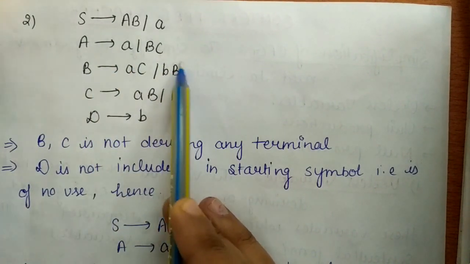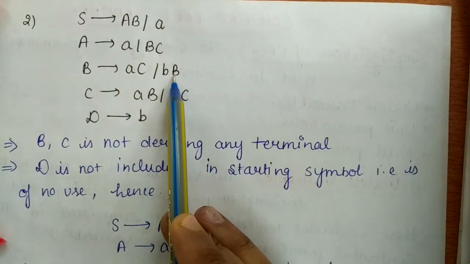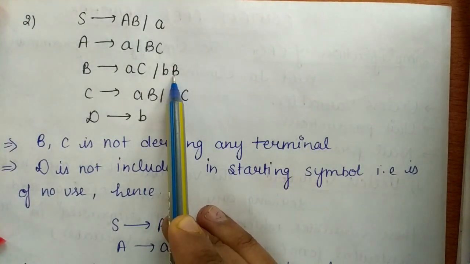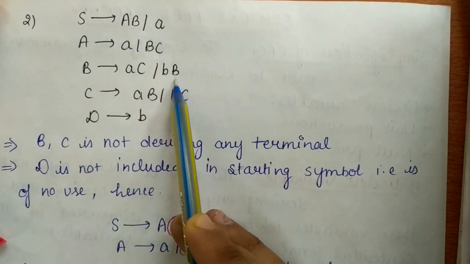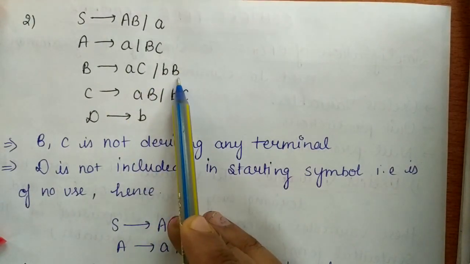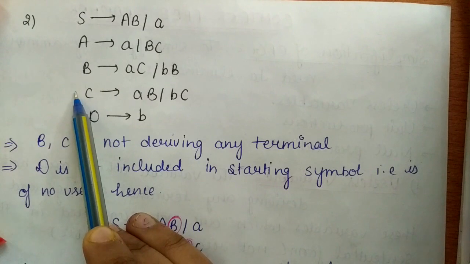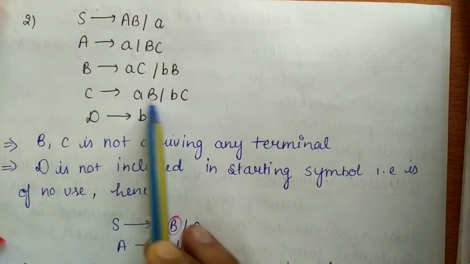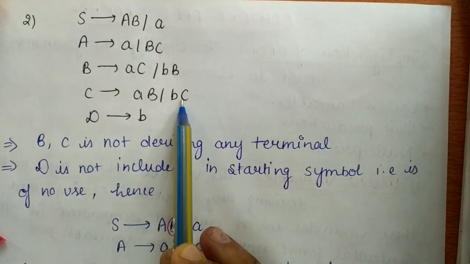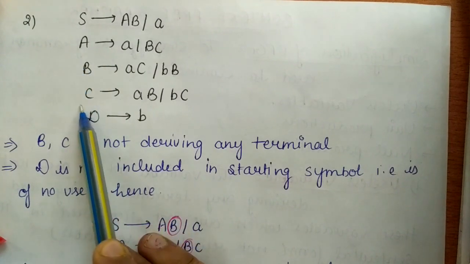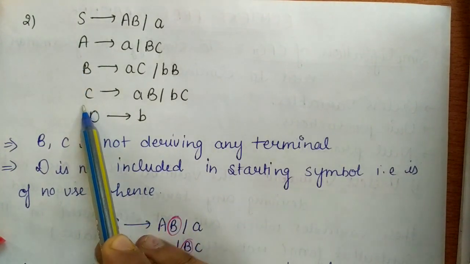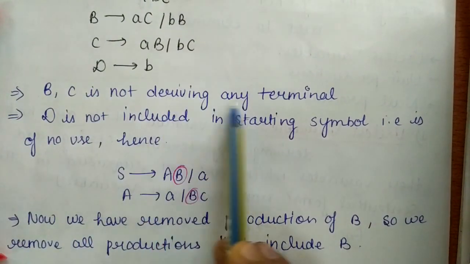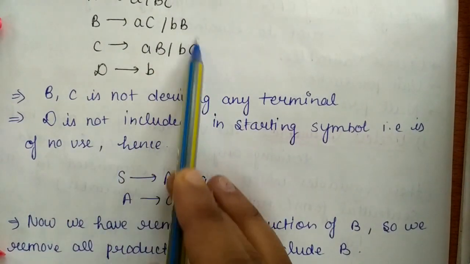But how can we replace this B? Because for generating a string we need only terminals. But how can we replace B, because we don't have a terminal for B? Now if you see this production, C is also not deriving any terminal symbol, so we will discard both of these productions. B and C are not deriving any terminal, so we will discard this.